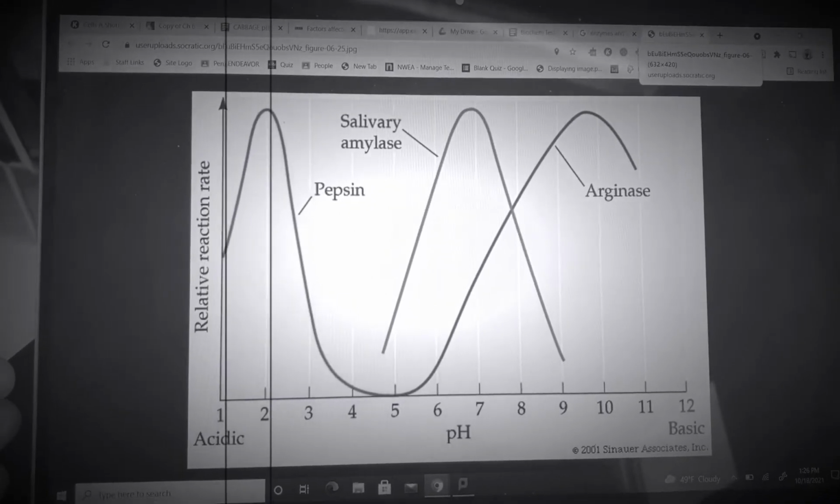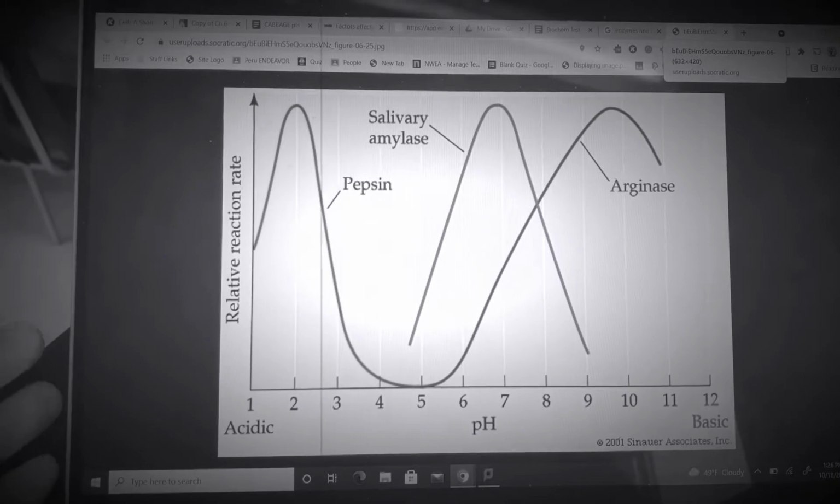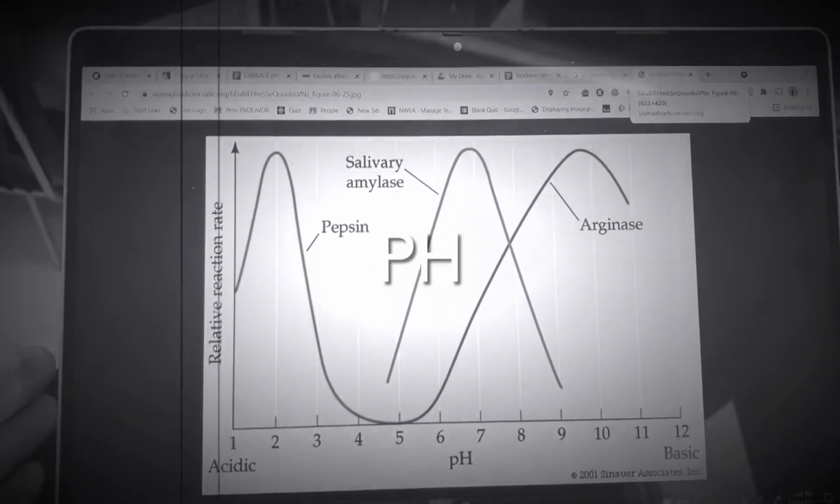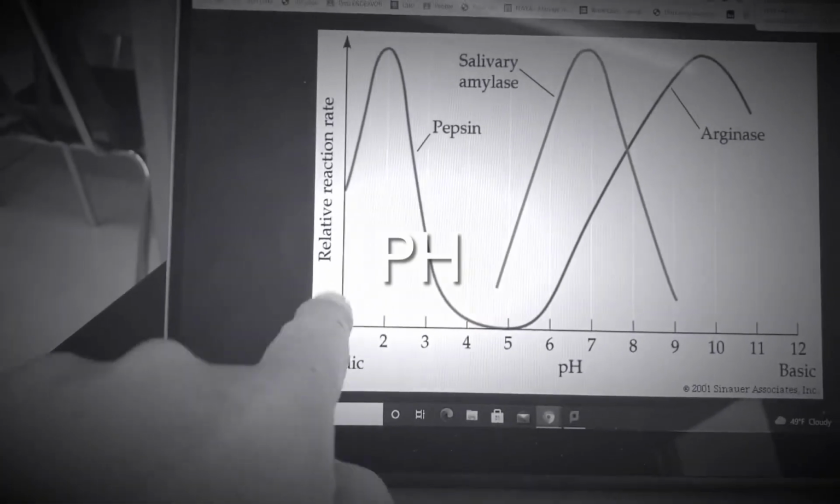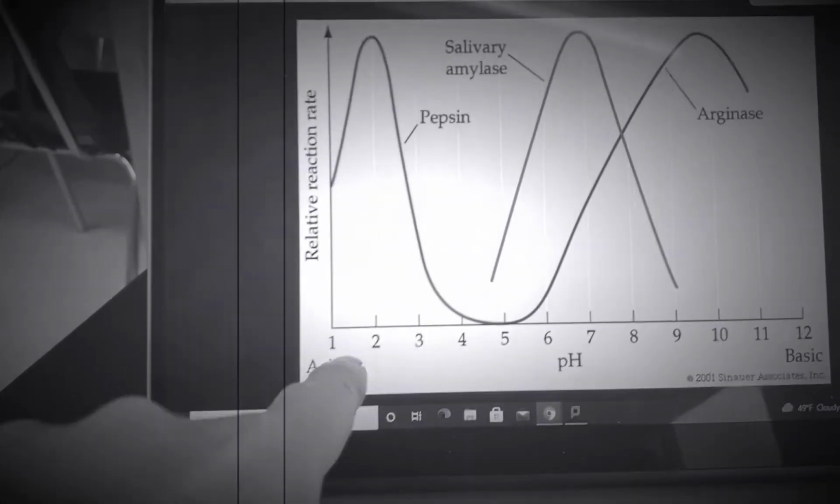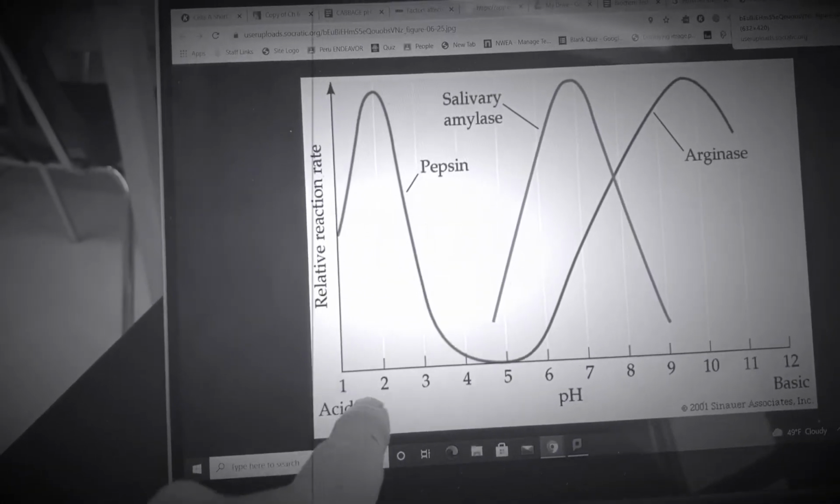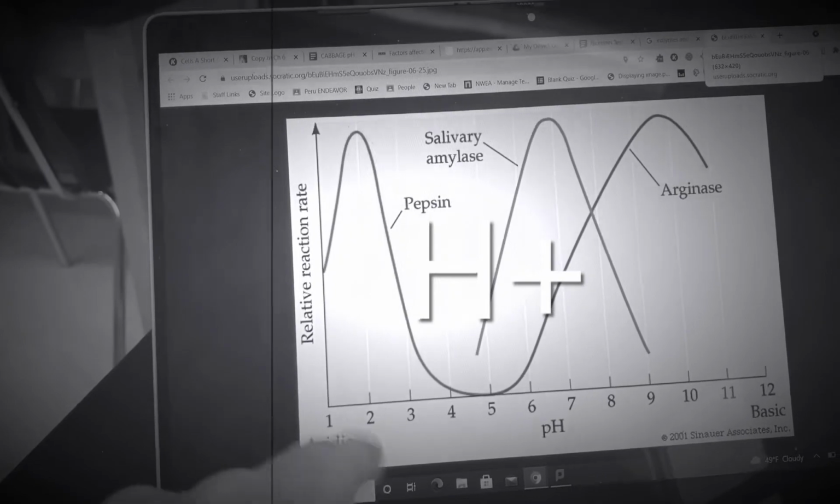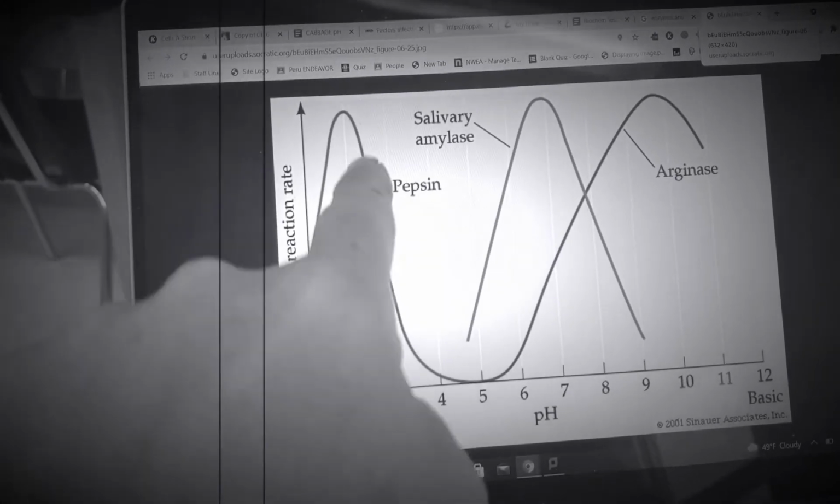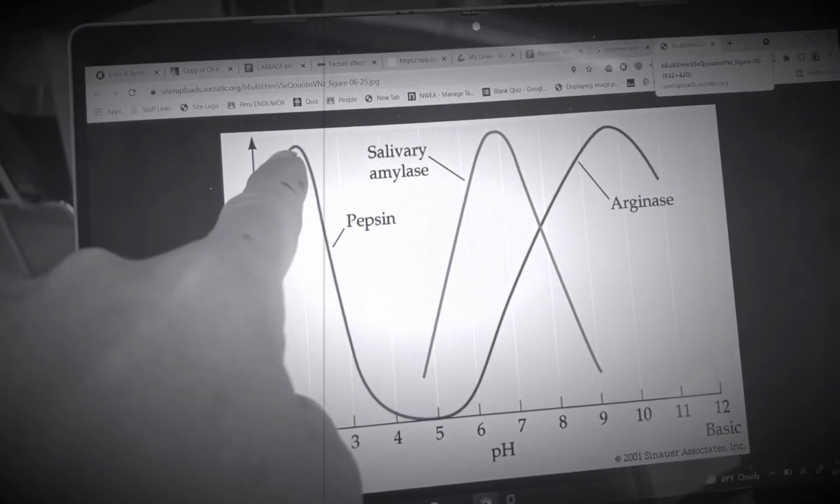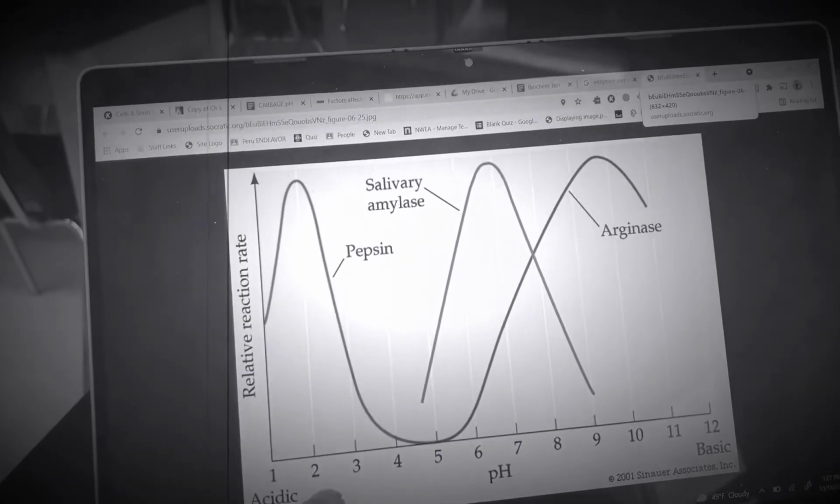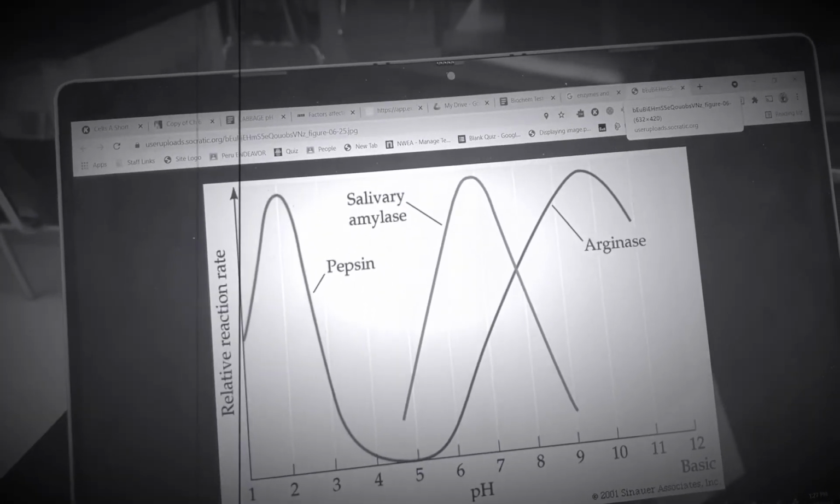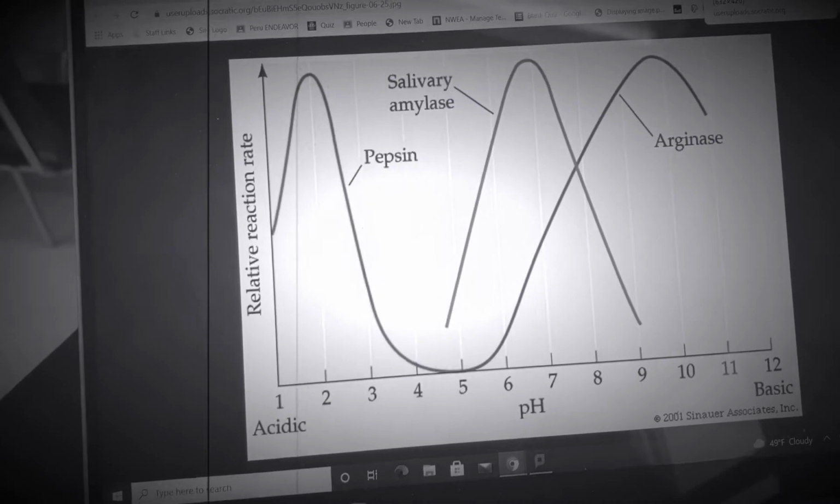And they make reactions go faster or slower, but they're influenced by many things, including pH, which is what we've been talking about. Right? pH is the relative acidity, or as you know, how many extra hydrogen ions are floating around in solution. So pepsin, the enzyme that digests protein in the stomach, works best at a very low pH, a very acidic environment.